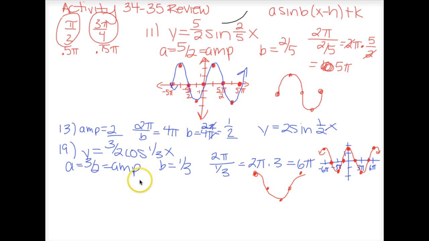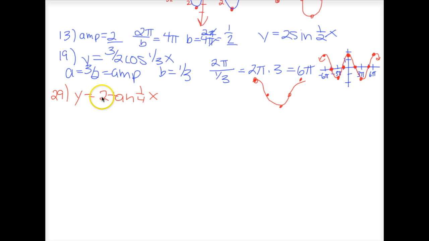All right. Next one, looking at a tangent graph. And we'll look at number 29 here. Had the equation y equals 2 tangent 1/4 x. Remember that 2 isn't an amplitude, but we discussed in class that that doesn't mean that the a value doesn't have meaning. This is still a vertical stretch by a factor of 2, which means that it's going to be twice as thin or approach the asymptote twice as fast as the parent graph does.